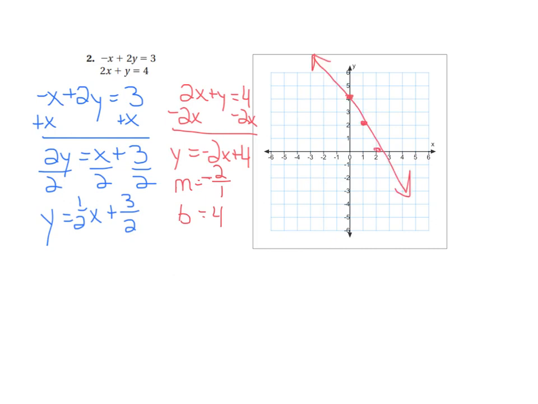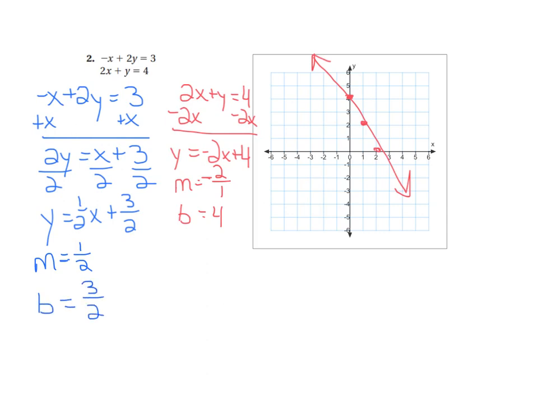All right, is that what you got? My line's not real pretty, but I think it'll work, okay? Now, this one, what's the slope? The slope is 1/2. No biggie, right? What's the y-intercept? The y-intercept is 3/2.